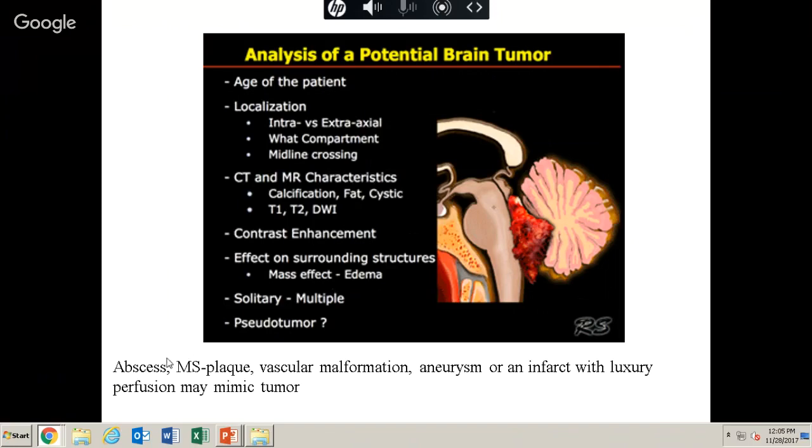Just keep in mind brain abscess, tumefactive plaque, vascular malformation, brain aneurysm, all of these in fact may mimic the tumor. So that's the differential we want to take a look at. So that's the major topic today.